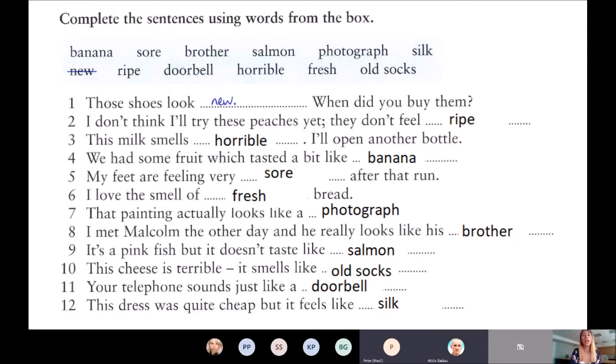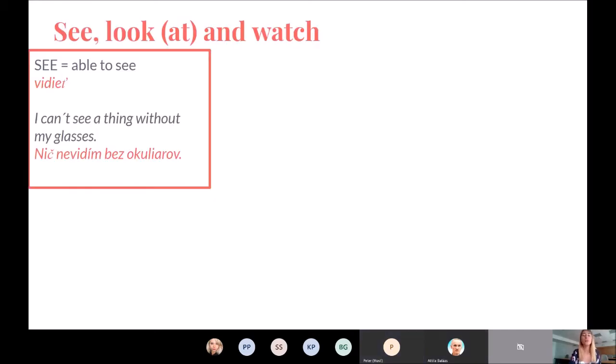Okay, let's move on to the difference between 3 important verbs I want you to understand. See, look, and watch. So first one is see. It's really if you're able to see everything around you. So when you open your eyes and everything you can see, we use the verb see. So at the moment I see the laptop, the mouse, I see a wall behind the laptop. I'm not looking at it, I just see it.